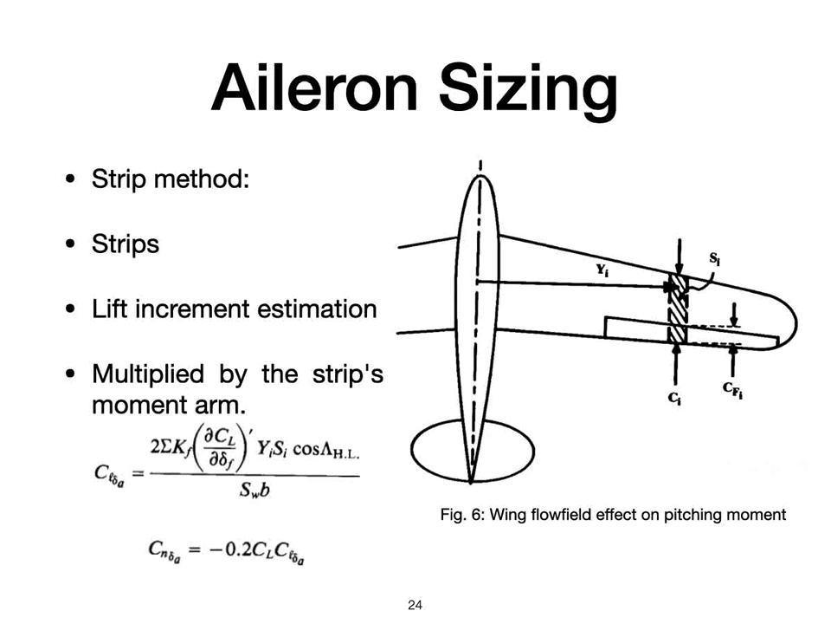Aileron sizing. The aileron control power can be approximated using a strip method. The portion of the wing having the aileron is broken into strips as shown in the figure. The lift increment due to aileron deflection is estimated as a flap effect. This lift increment is then multiplied by the strip's moment arm from the aircraft center line, Y1.